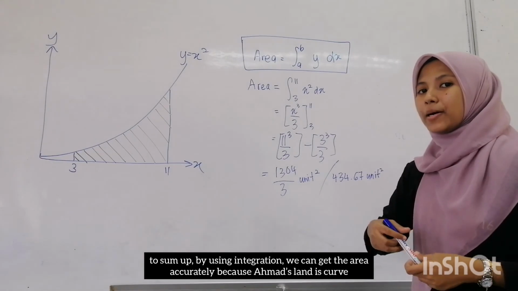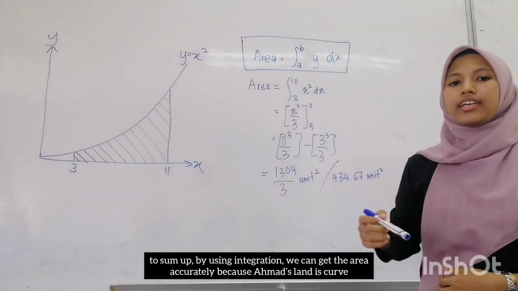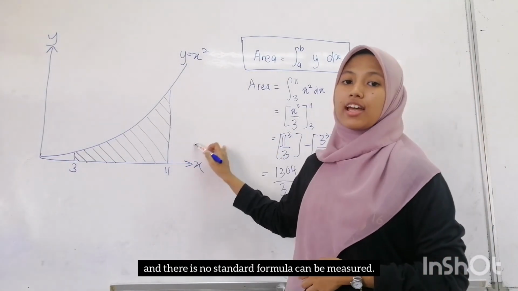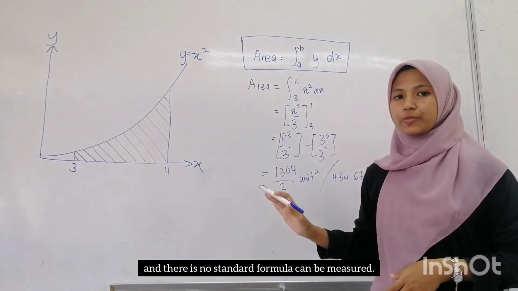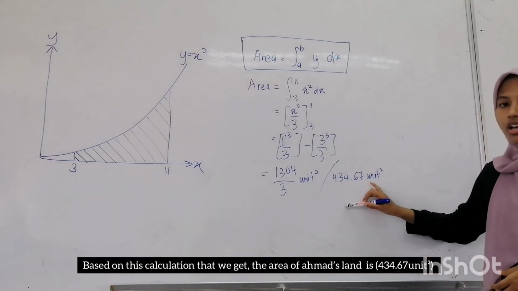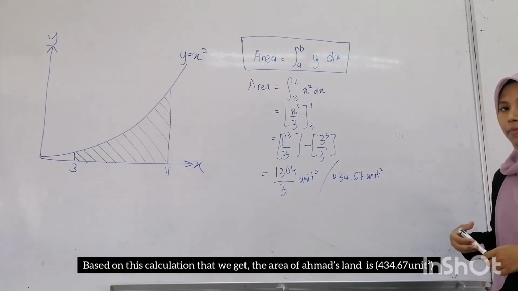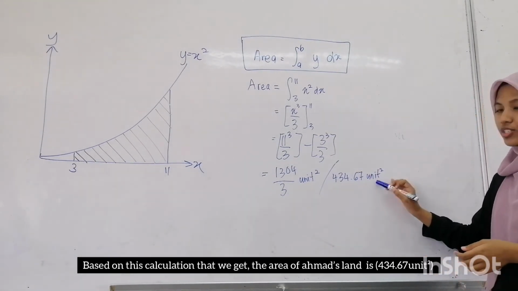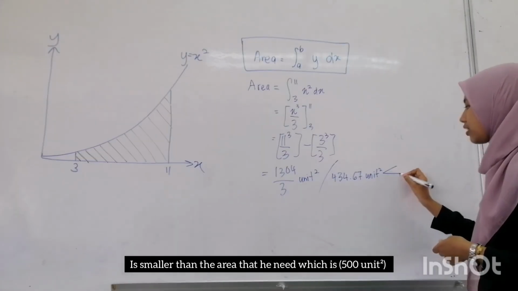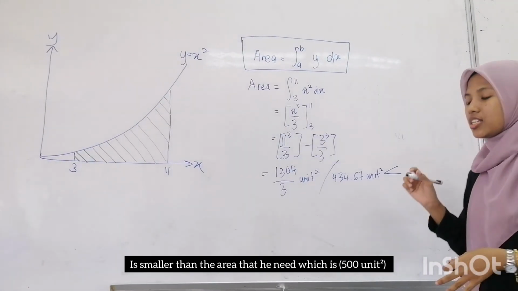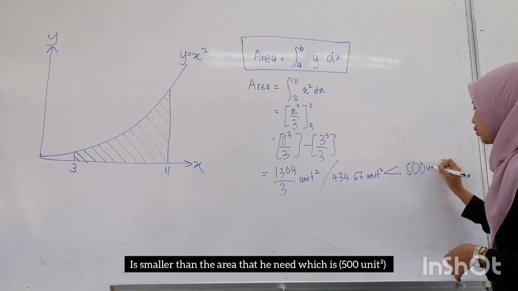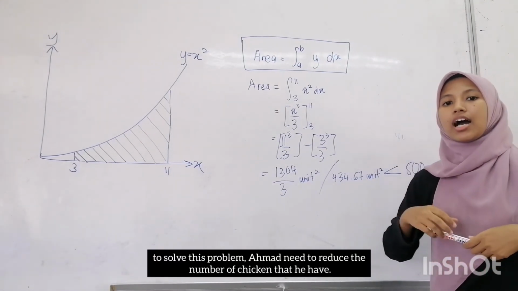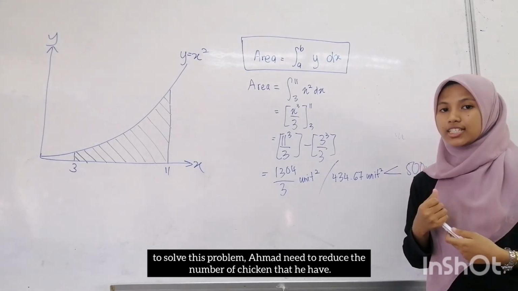To sum up, by using integration, we can get the area immediately because Ahmad's land is curved and there is no standard formula that can be used to measure it. Based on this calculation, the area of Ahmad's land is 434.67 units square. It is smaller than the area that he needs, which is 500 units square. To solve this problem, Ahmad needs to reduce the number of chickens that he has.